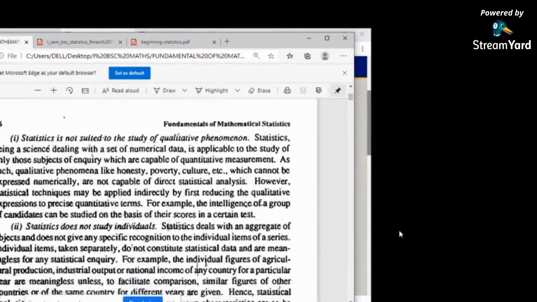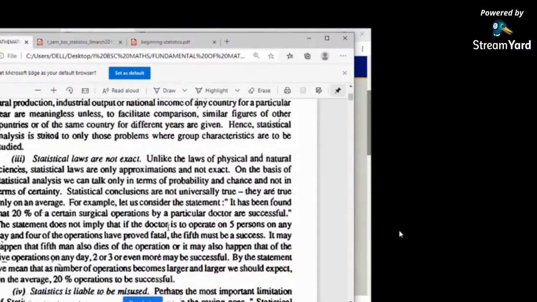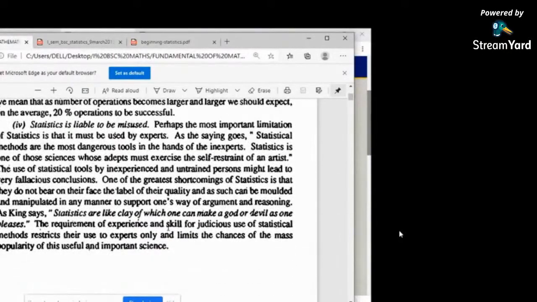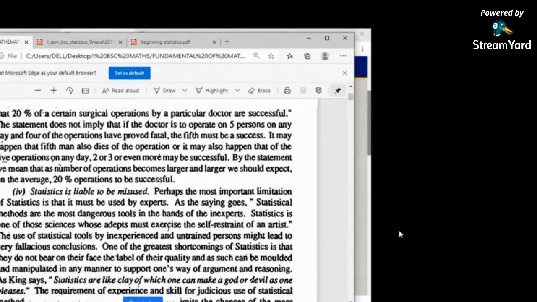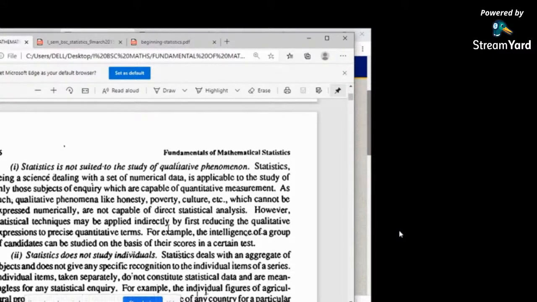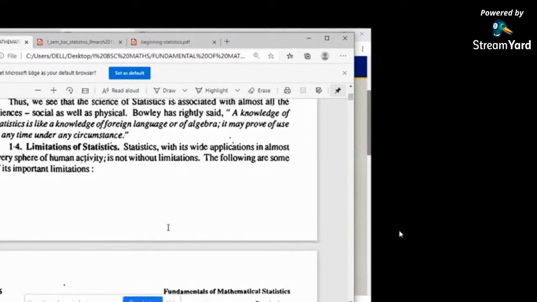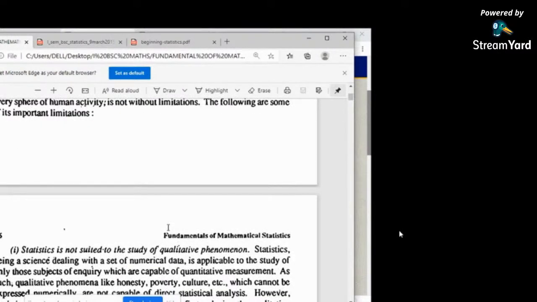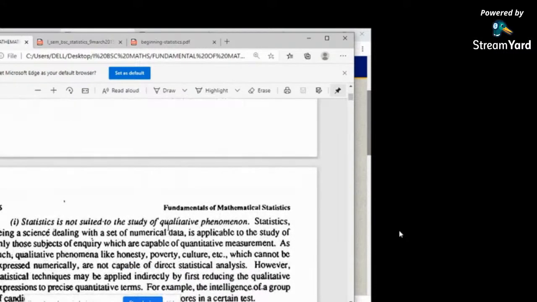Okay, and there are some limitations. What are the usual limitations? Statistics is not suited for the study of qualitative phenomena. It is better for quantitative data, like height, weight, etc. If we have quantitative data, then we can analyze and interpret it easily. But if the data is qualitative, for example beauty, how can we measure it? It's very difficult.